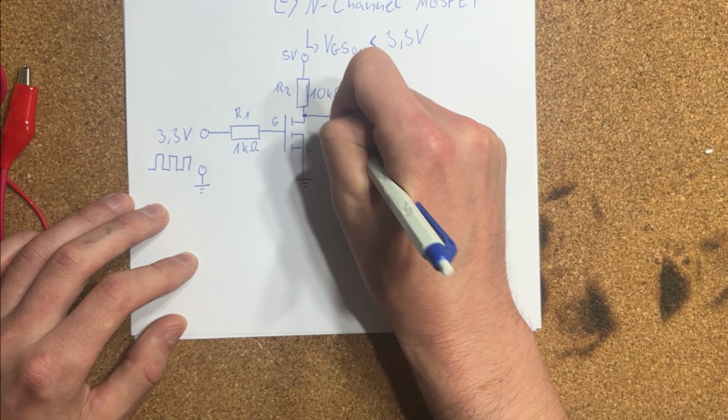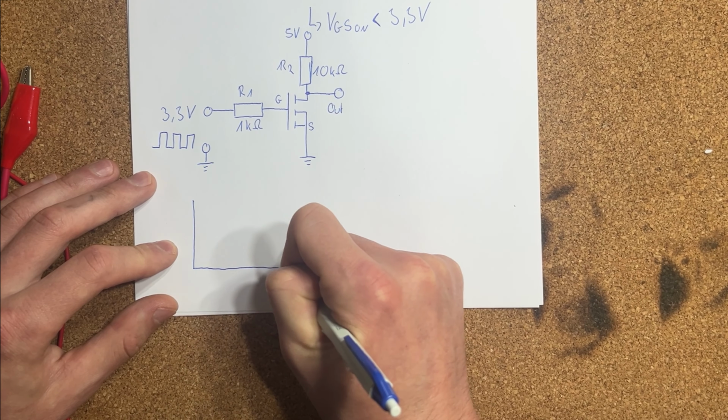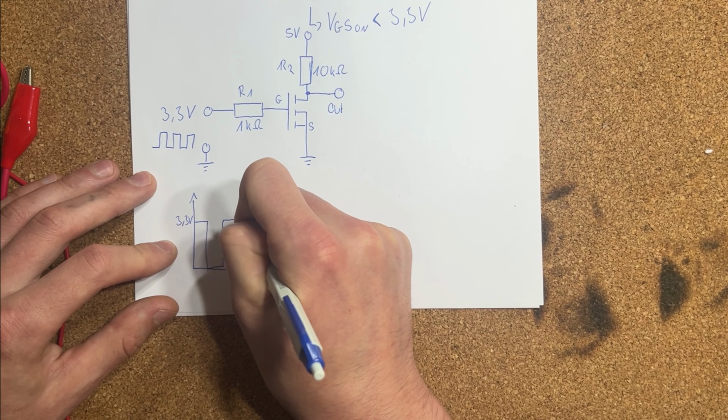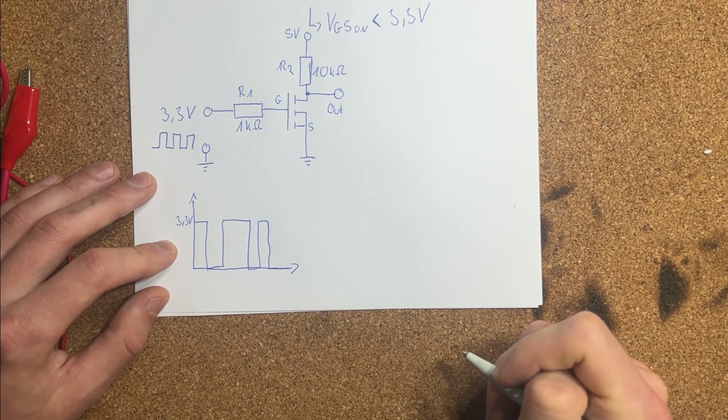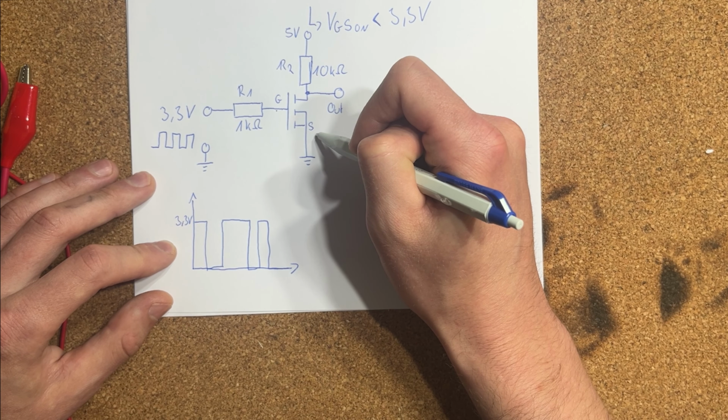When the ESP32 output is high, the MOSFET turns on. Current can flow from the 5 volt supply through the pull-up resistor, through the MOSFET and down to ground. Because of this, the drain voltage is pulled down to 0 volt.